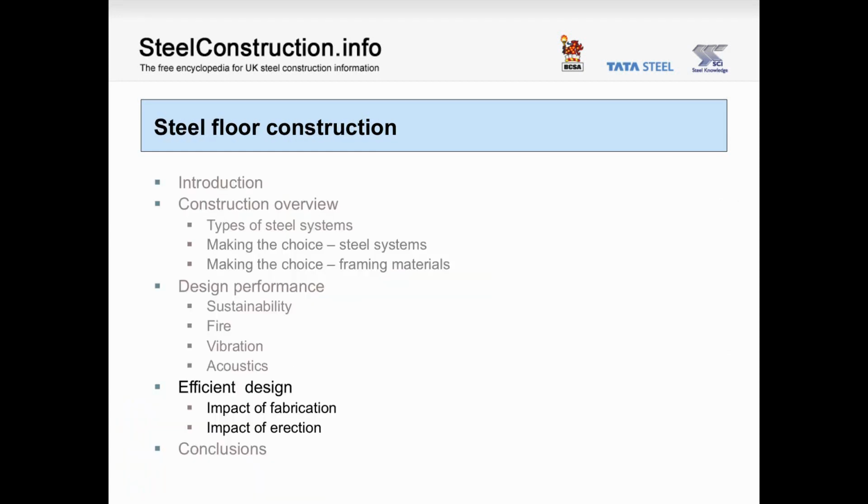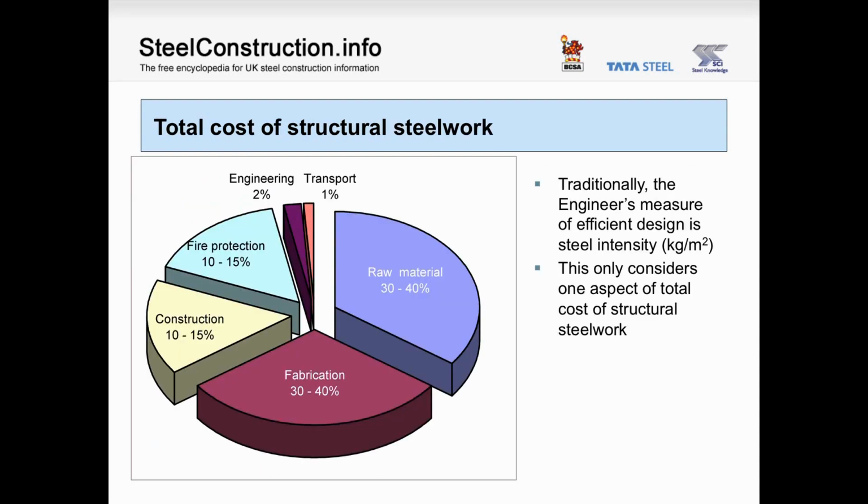Okay, moving on to our final section, we'll look at the different aspects making up efficient design. Traditionally, as engineers, we would measure the efficiency of our design by considering steel intensity. However, when you look at the build-up of costs of erected steelwork, you can see that whilst raw materials are significant, there are other aspects that are just as significant. Fabrication contributes 30 to 40%, and erection on site contributes 10 to 15%. Similarly, fire protection is at similar levels.